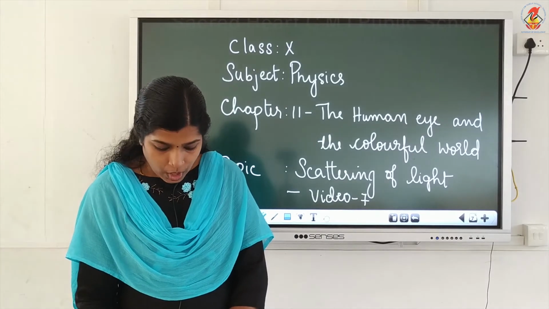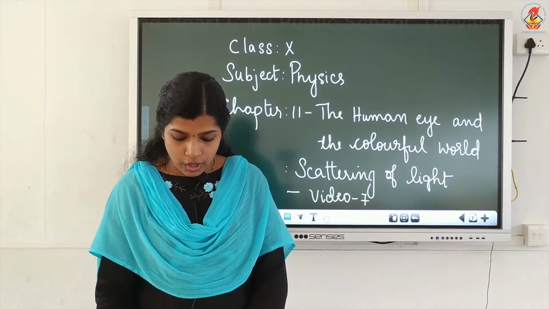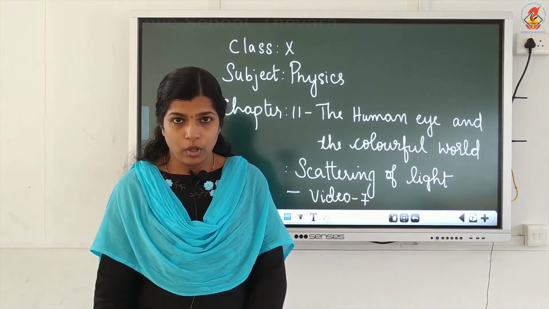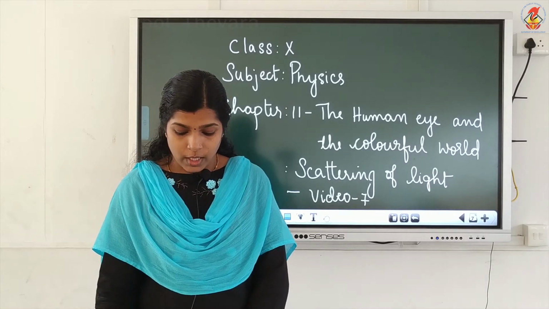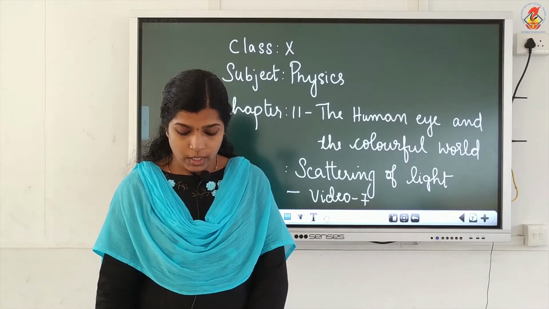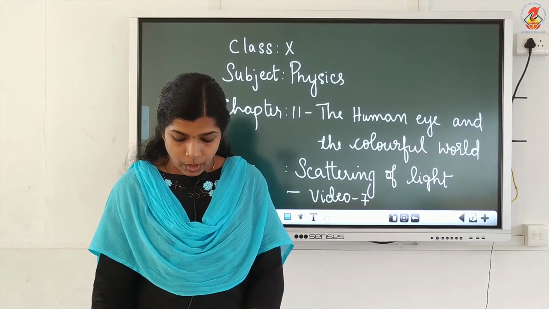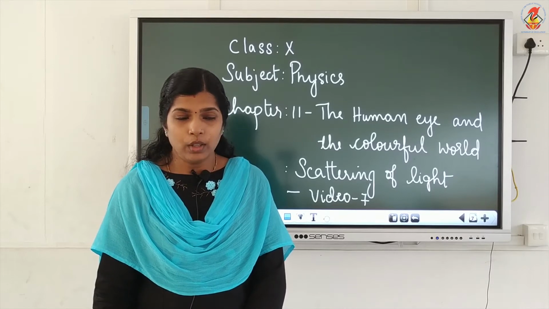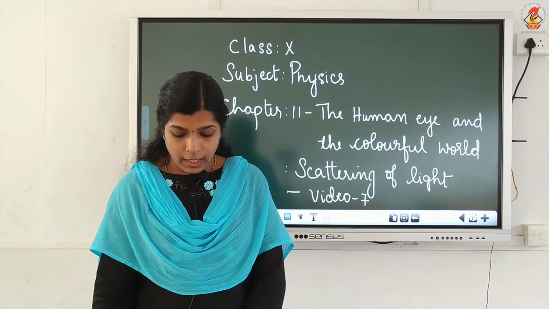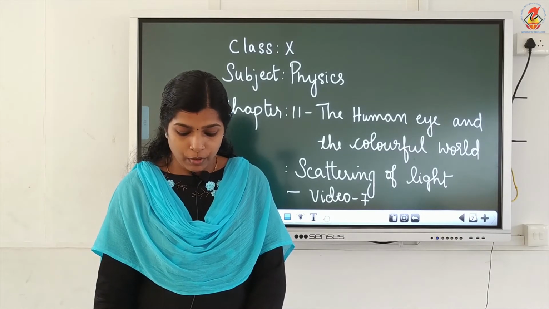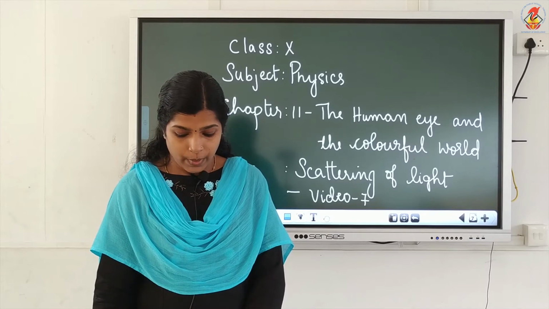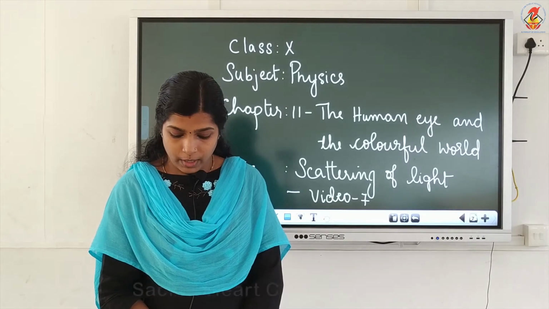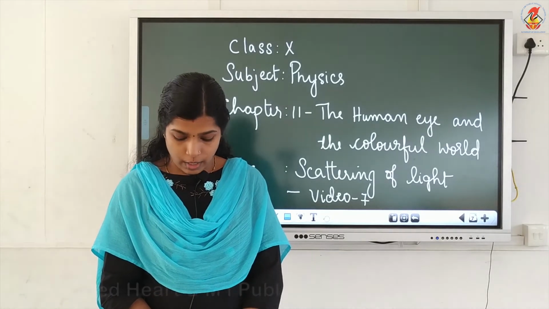Tyndall effect. The Earth's atmosphere is a heterogeneous mixture of minute particles. These particles include smog, tiny water droplets, suspended particles of dust and molecules of air. When a beam of light strikes such fine particles, the path of the beam becomes visible. The light reaches us after being reflected diffusely by these particles. The phenomena of scattering of light by the colloidal particles give rise to Tyndall effect.